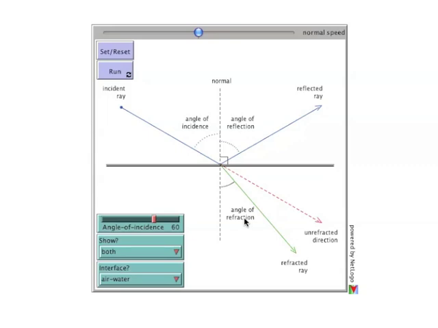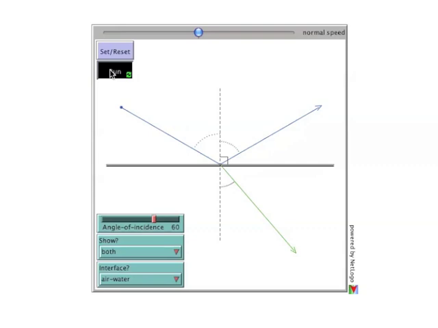Hitting the Run button removes the labels and the red uninterrupted path. Once running, the illustration will respond to user input. As expected, the paths of the incident and reflected rays of light are symmetrical around the line normal to the surface.